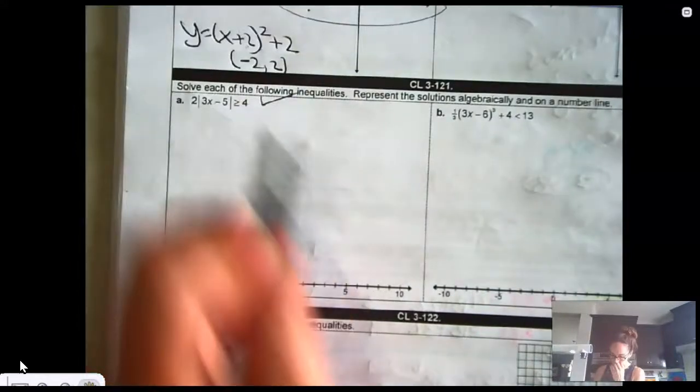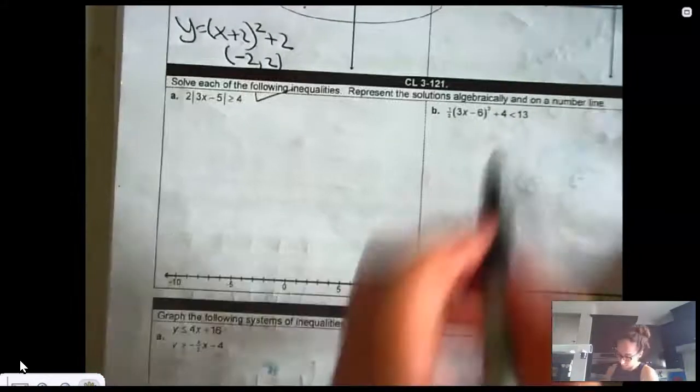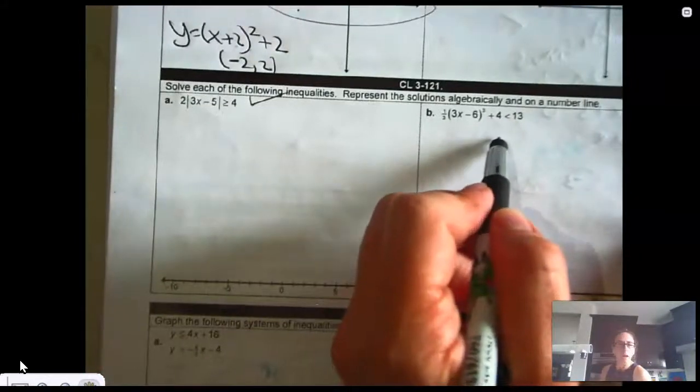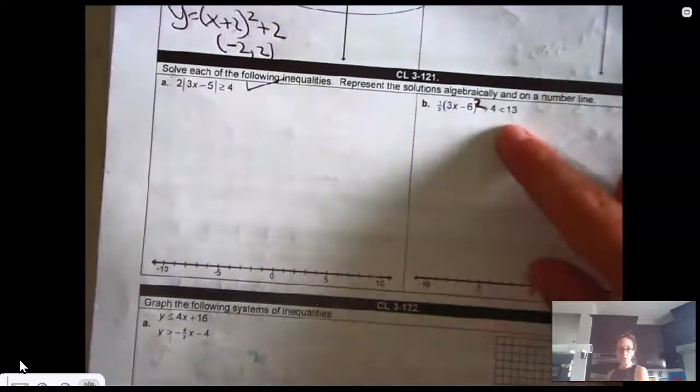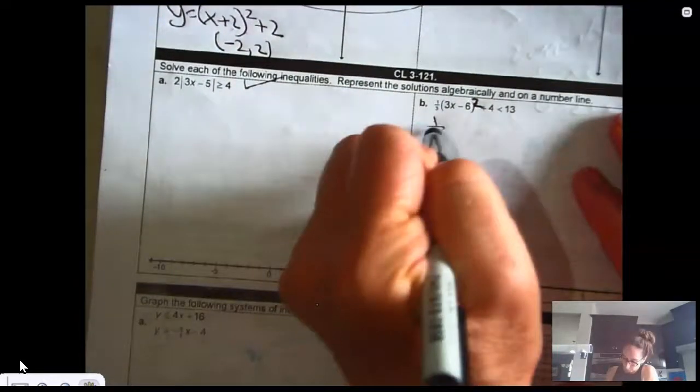This one, you're good. This one, I am not going to have you. You know what? I'll make it squared. Let's make it squared. So what do I do first? Subtract 4.